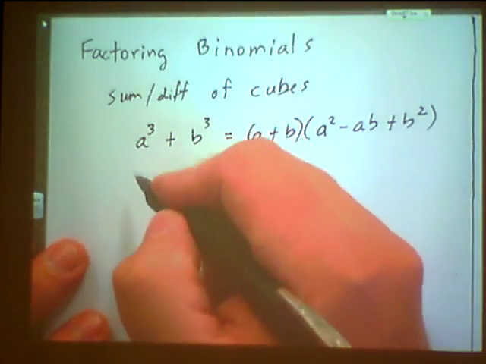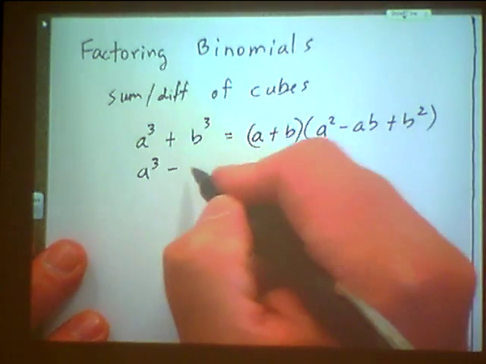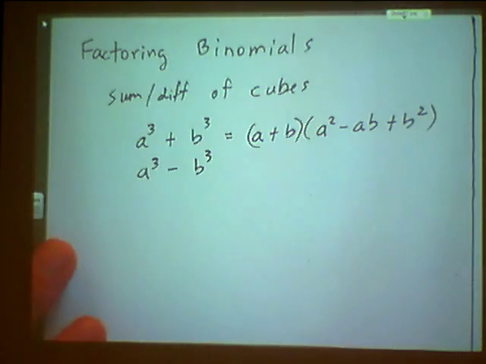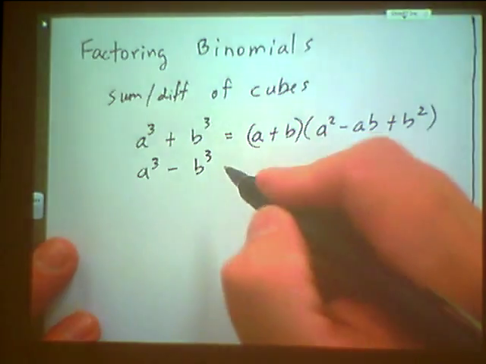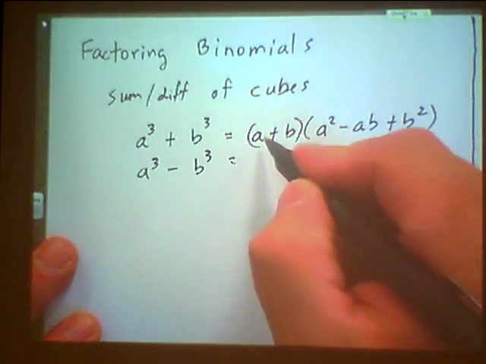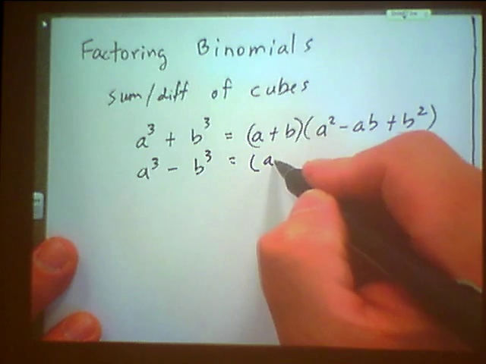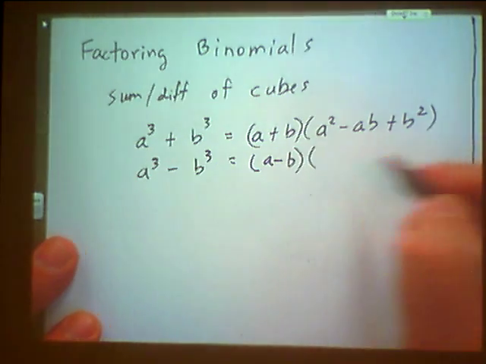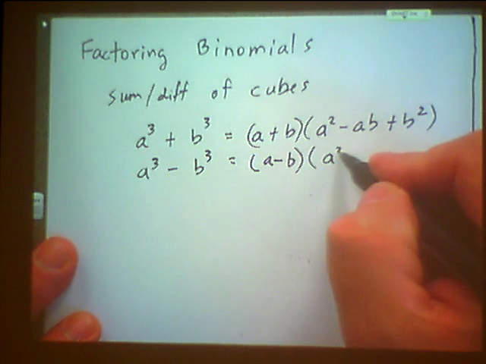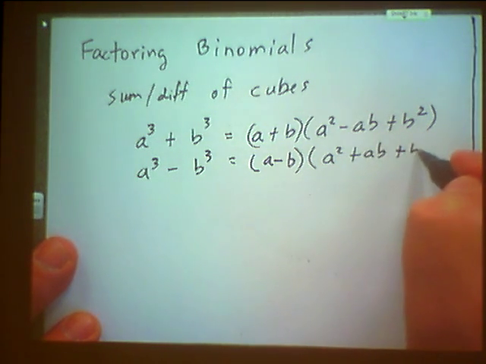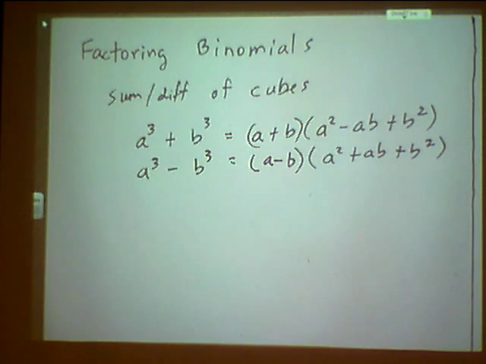Now we can also have difference of cubes, and you'll notice the formulas look pretty similar except just a couple signs have changed. So for instance, with the difference of cubes, we still have a and b here, but now it's a minus b. And then in the second set of parentheses, we simply add everything. So now let's look at some examples of how to factor if you have sum or difference of cubes.